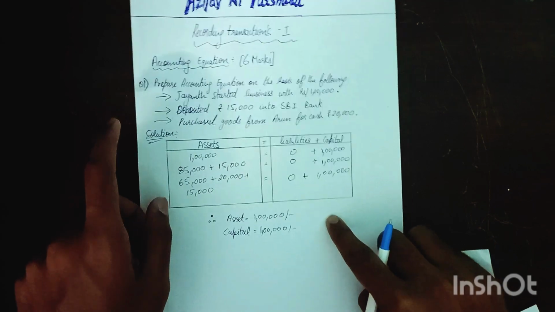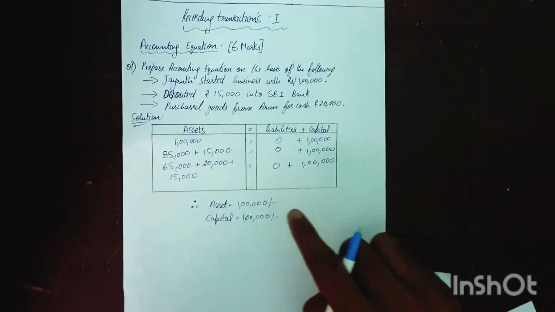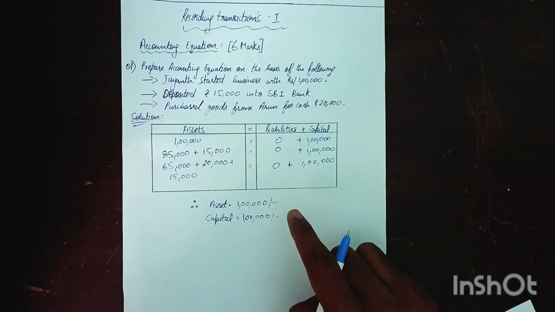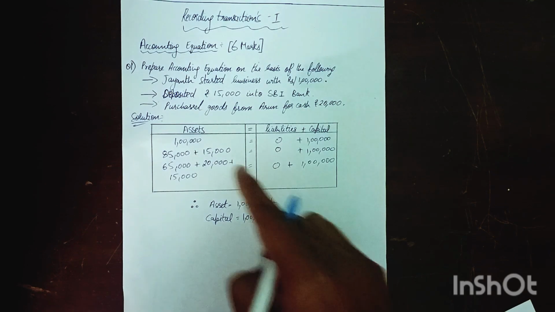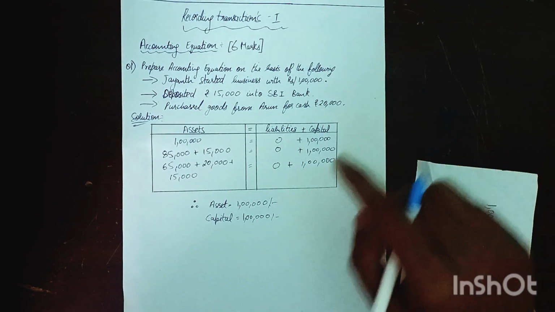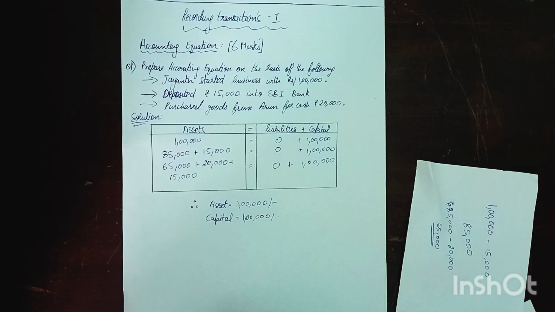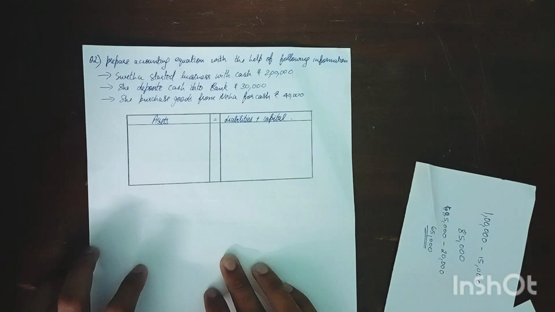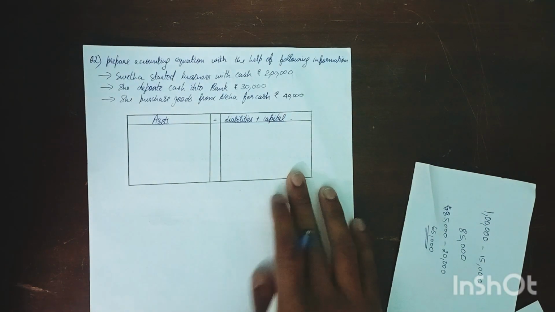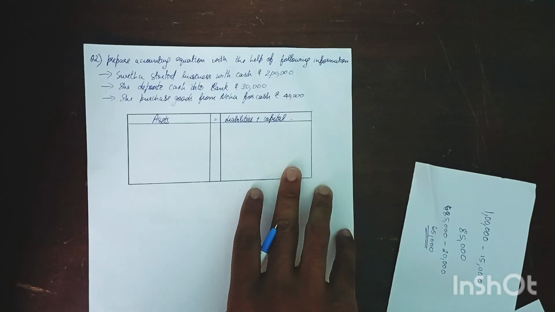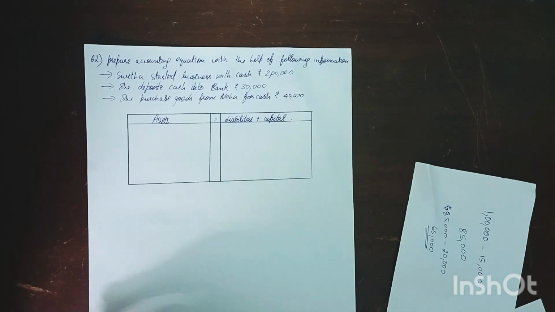Now this is the question for 6 marks, and it is very easy to solve. Just subtract from the assets and keep the capital. Now let us go to the next sum. Prepare accounting equation with the help of the following information. Shweta started business with cash 2 lakh. She deposited cash into bank 30,000. She purchased goods from Neha for cash 40,000.